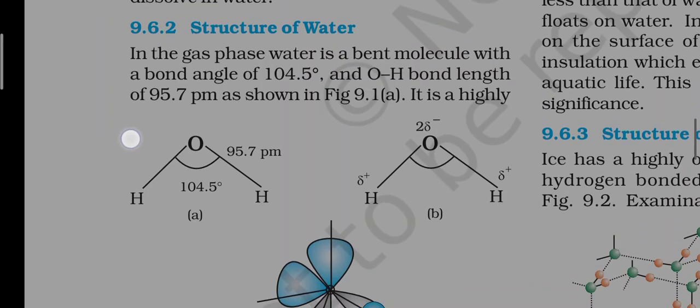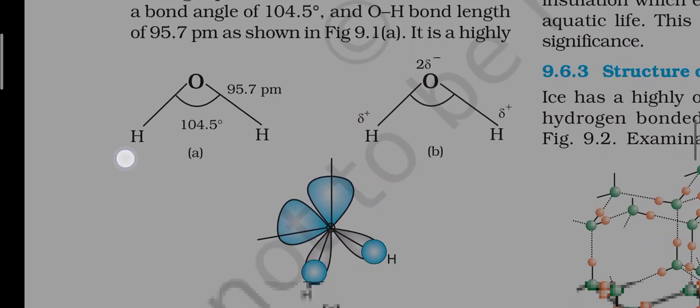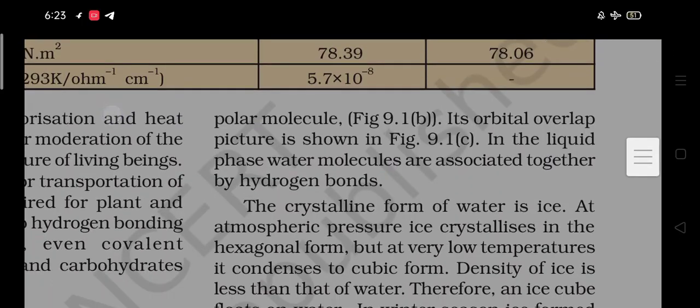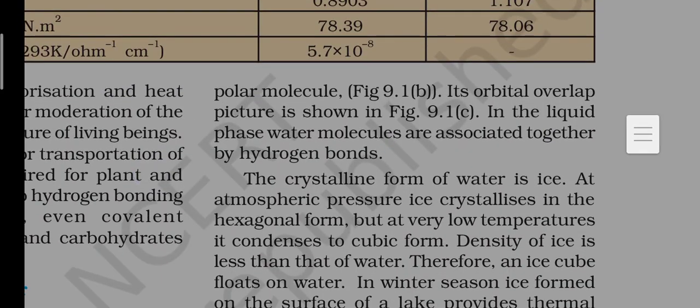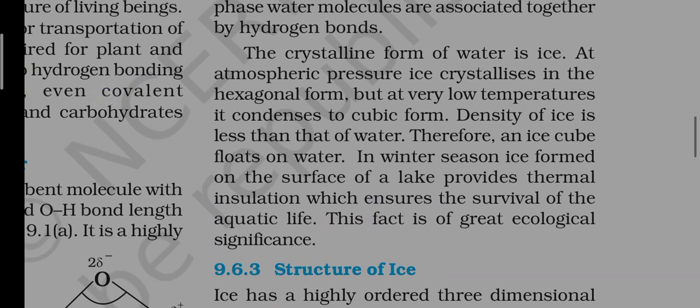Next is structure of water. In the gaseous phase, water is a bent molecule with a bond angle of 104.5 degrees and O-H bond length of 95.7 picometers. It is a highly polar molecule. In the liquid phase, water molecules are associated together by hydrogen bonds. The crystalline form of water is ice. At atmospheric pressure, ice crystallizes in the hexagonal form, but at very low temperature, it condenses to cubic form.